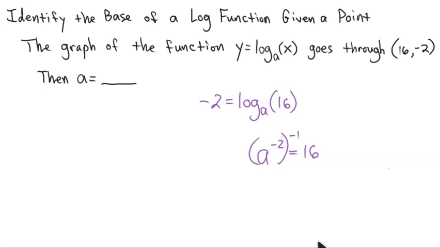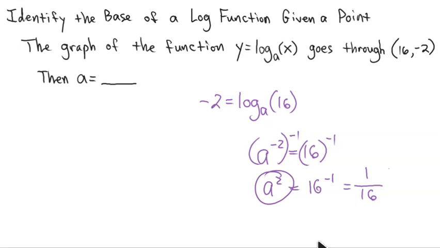So I'm going to raise this to the negative 1 power, and I'm going to raise this to the negative 1 power. Why am I going to do that? Because if this is a squared, negative 2 times negative 1 is 2. So this will be a squared. I can now cancel that 2 by taking the square root. So a squared is equal to 16 to the negative 1 power. Well, 16 to the negative 1 power is the same thing as 1 over 16.